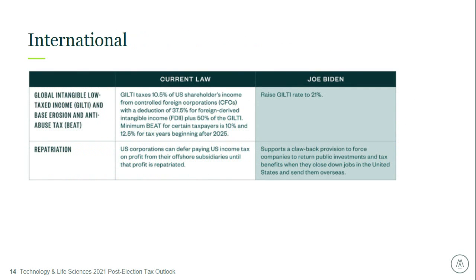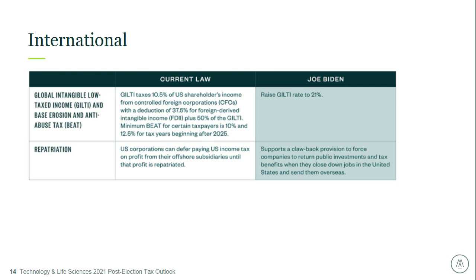In the international arena, what currently has happened through the TCJA is there's two provisions in the current law. One is the global intangible low-taxed income, which basically is supposed to incentivize businesses to keep jobs in the U.S. and not send them overseas. So what that does is provide a tax on global low-taxed income, and that's anything in excess of a 10% rate on tangible property. So that would be taxed currently in the U.S.